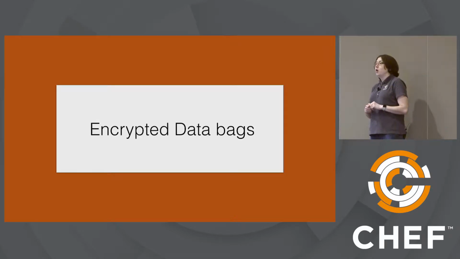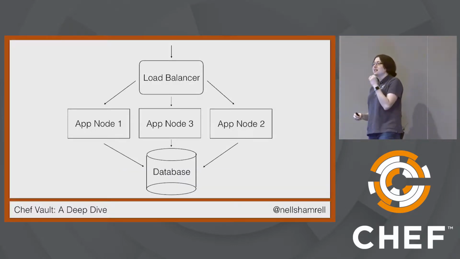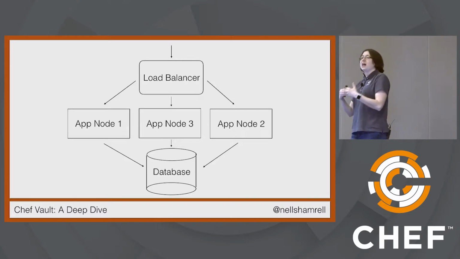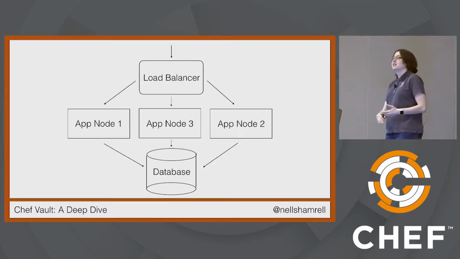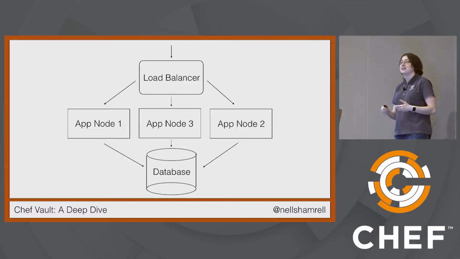So before Chef Vault, there were encrypted data bags. Let's use this example of an infrastructure again. We have our application nodes, we have a load balancer in front of them, and we have that common database that all of them need to be able to access.